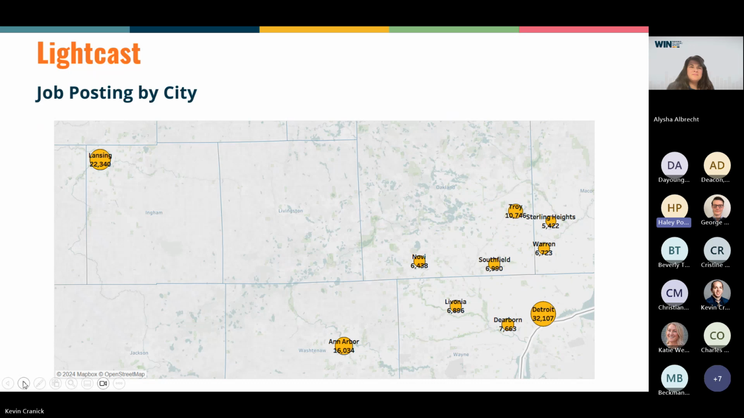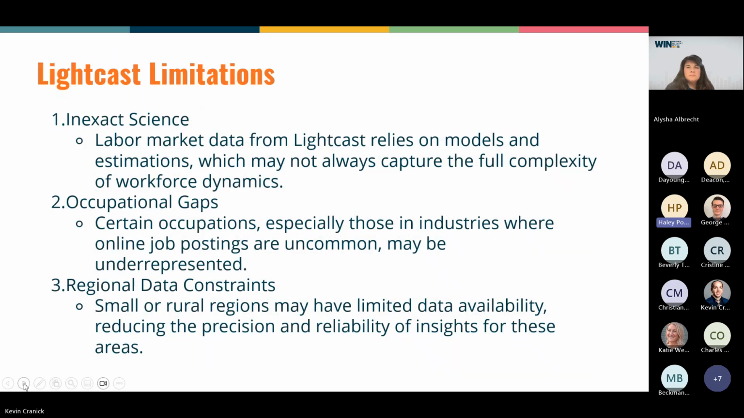This is another example of one of the charts that we use Lightcast data for. I really like these ones because it's job postings by city, so you can clearly see the larger cities and how many postings they do. These are also quarterly WIN region images. So yeah, just another one. Go ahead and on to the next.